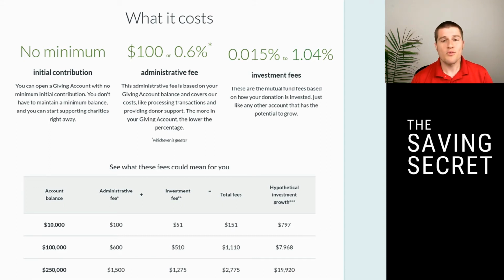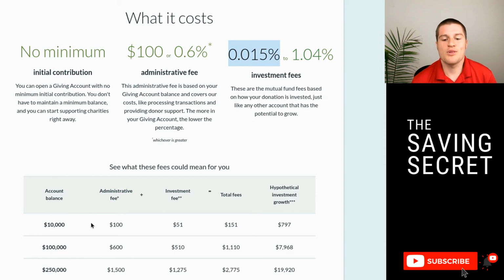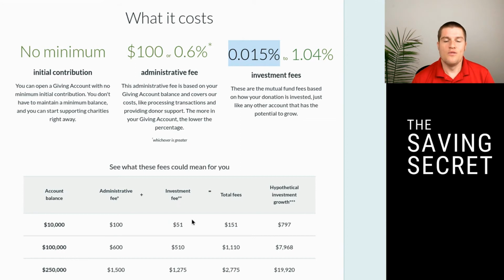So for my investment fees, I have my total DAF account invested in the Fidelity Total Market Index Fund, ticker symbol FSKAX. So that's why my investment fees are super low. So for $10,000, it's $1.50. So $101.50 for all those benefits that I mentioned for donating $10,000 and huge potential investment growth over the long term. So that's what it costs.